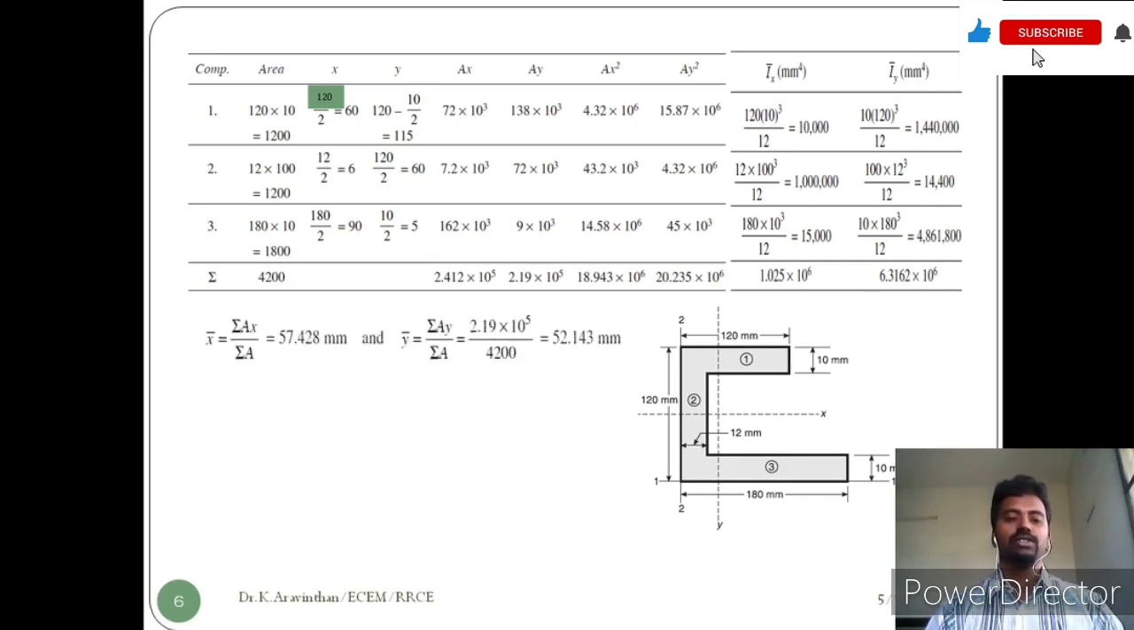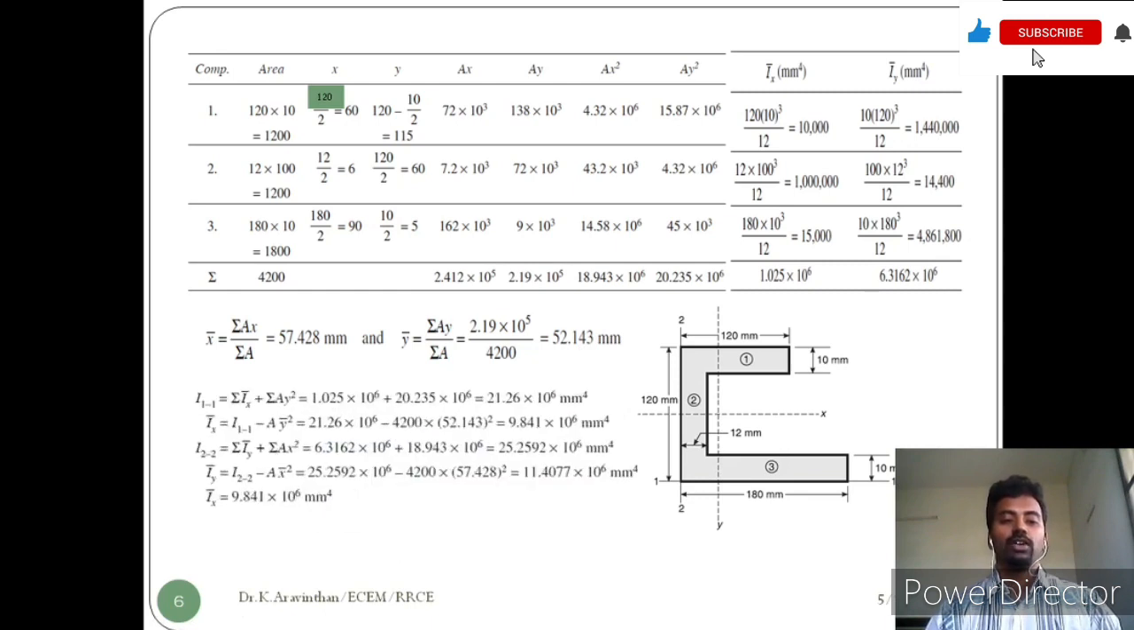So finally, let us find the centroid. For finding centroid, sum of AX by A. So sum of AX is 2.412 into 10 power 5 divided by A, which is 4200. So you will be getting 57.428. And for finding Y bar, summation of AY by A. So summation of AY is 2.19 into 10 power 5 divided by A, that is 4200. Finally, you will be getting this answer.